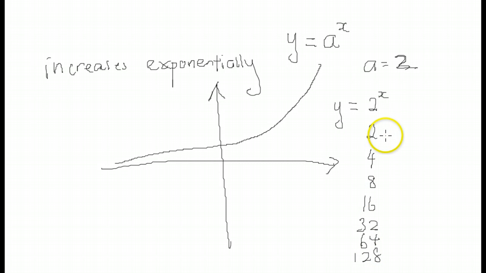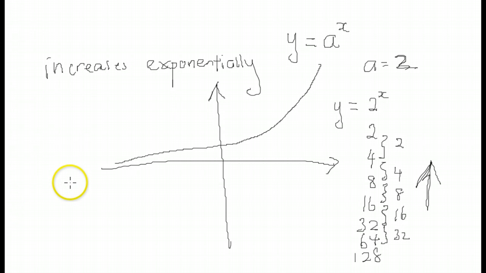Note that the rate of increase is increasing. Within here, we get 2. Within here, we get 4. Within here, we get 8, within here we get 16, and within here we get 32. So it's constantly increasing at an increasing rate. Thus, when we say something increases exponentially, it increases at an increasing rate.